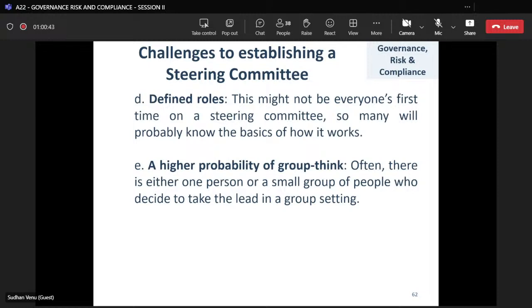The company organization will be in the steering committee. They already have knowledge of the process, and it is not a new person directly involved in those kinds of things. And there is a higher probability of groupthink. Often there is either one person or a small group of people who decide to take the lead in the group setting, so the probability of groupthink will be higher in that group setting. So these are the challenges in establishing a steering committee.